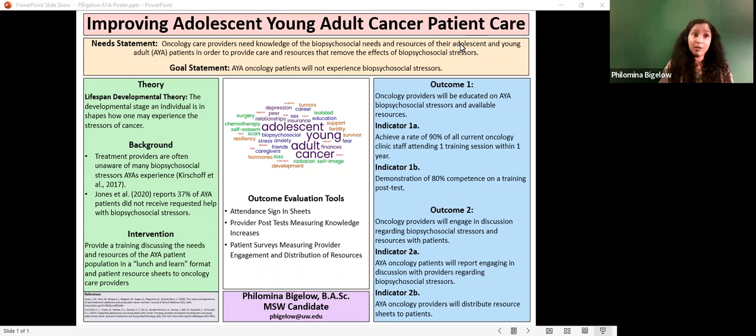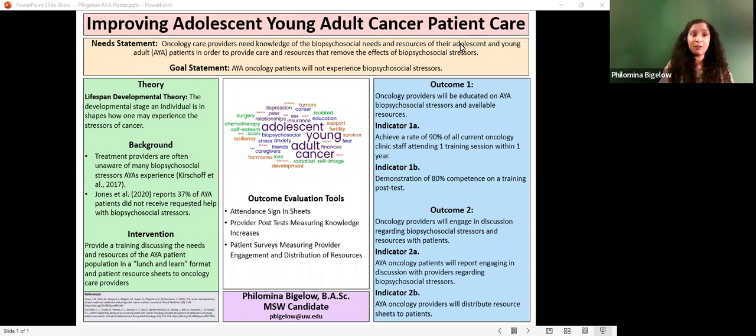The theoretical perspective for this intervention that I utilized was lifespan developmental theory. According to this theory, maturation and change are ongoing throughout one's life. The developmental stage an individual is in shapes how one may experience the stressors of cancer. Cancer affects the progression through a developmental stage. Conversely, the developmental stage an individual is in shapes how one may experience the stressors of cancer.